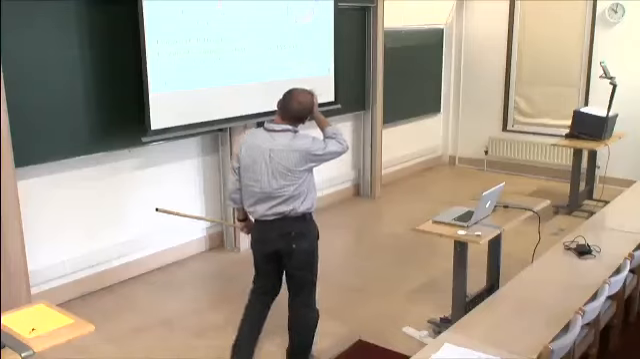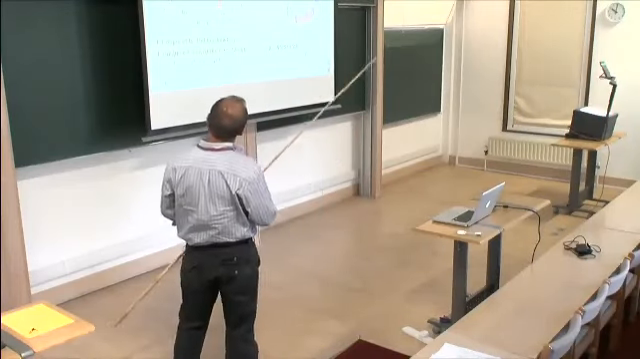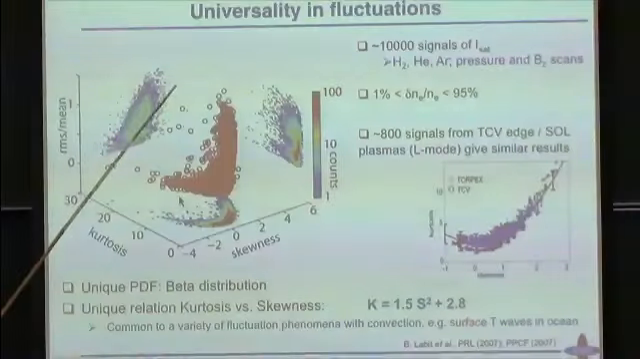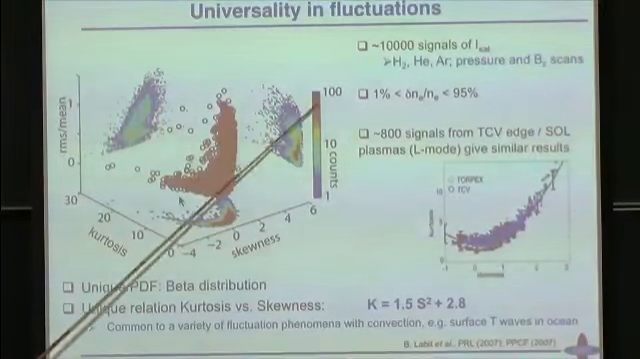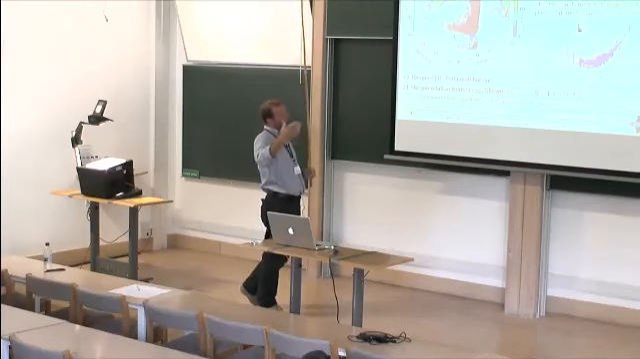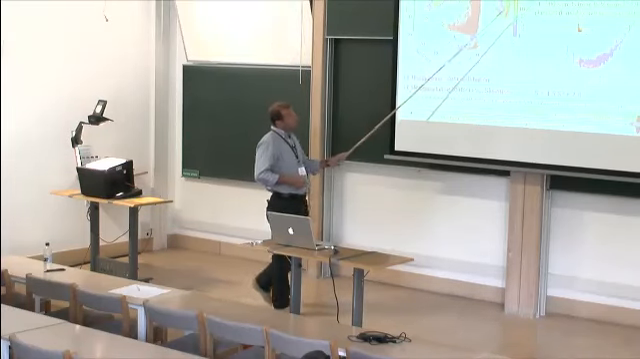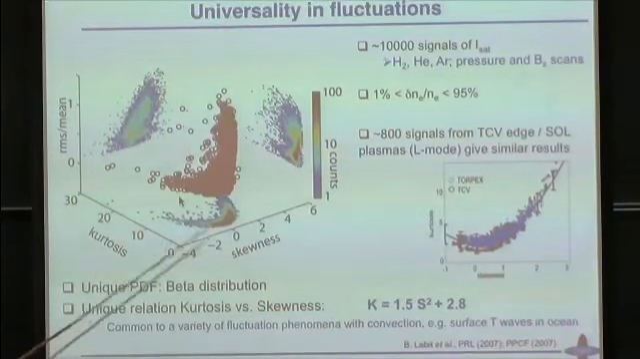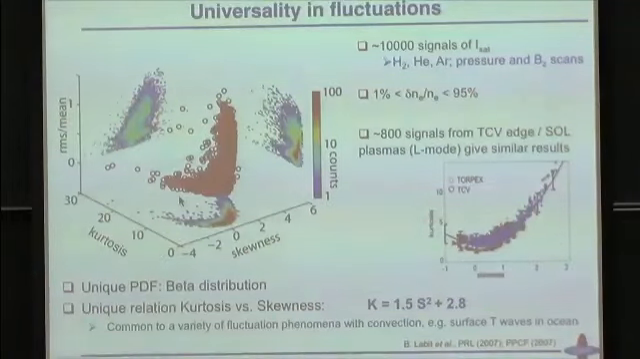So before we try and understand what these modes are, let's look at what the statistical properties are of these fluctuations. I call this universality because we look at a fairly large number of signals, more than 10,000 time traces, in different gases, in different configuration in terms of magnetic field, and in different ranges of the fluctuation amplitude, almost up to 100%. And here we put the RMS on the vertical axis as a function of kurtosis and skewness, third and fourth order moments of the PDF.